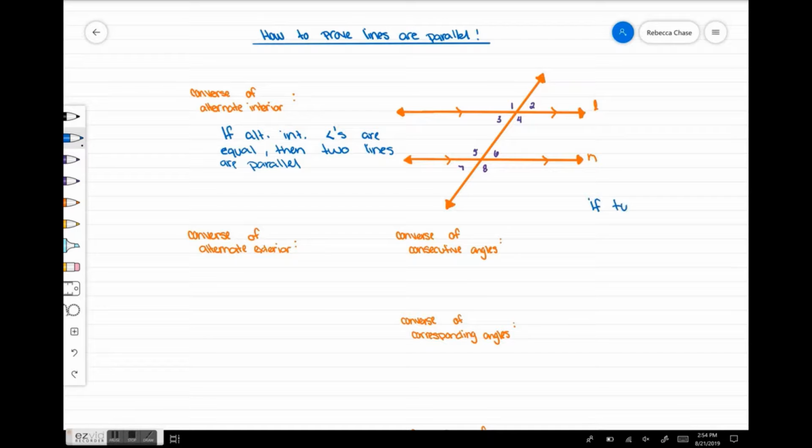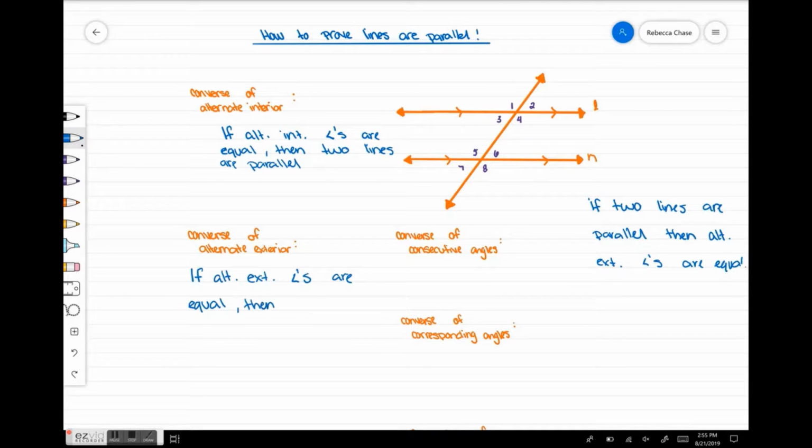if two lines are parallel, then alternate exterior angles are equal. So I'm going to flip that. So the converse would then be if alternate exterior angles are equal, then two lines are parallel.